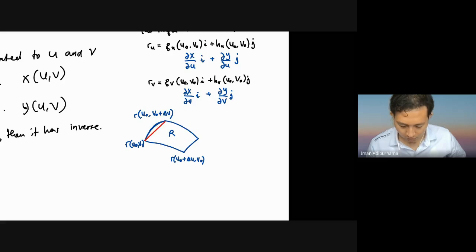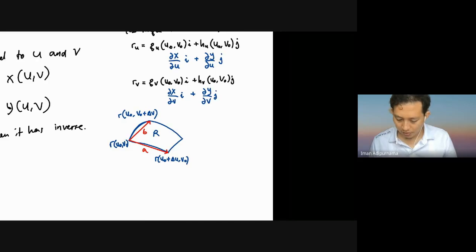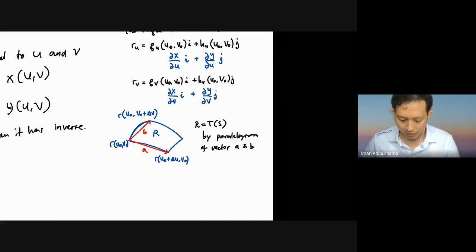Okay, so there is a line here, and let this line be B and this line be A. So we can approximate the R ds by a parallelogram of vectors A and B. So we need to take the area of the parallelogram, which is defined by this A and B.